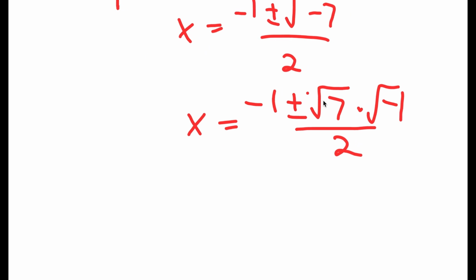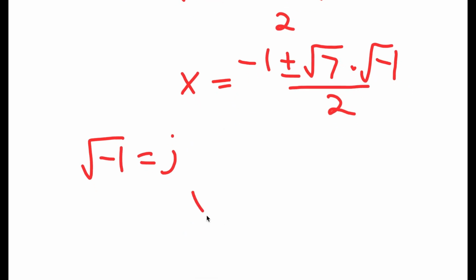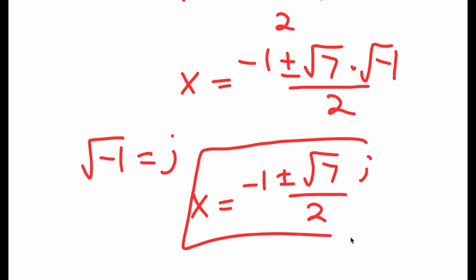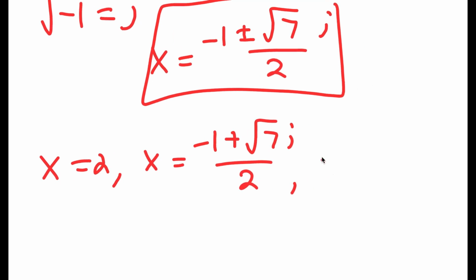And if you guys didn't already know, the square root of negative 1 is actually equal to the imaginary number i. So I can go ahead and replace the square root of negative 1 with i. So now I get x is equal to negative 1 plus or minus the square root of 7 i over 2. So my solutions are x equals 2, x equals negative 1 plus the square root of 7 i over 2, and x is equal to negative 1 minus the square root of 7 i over 2.